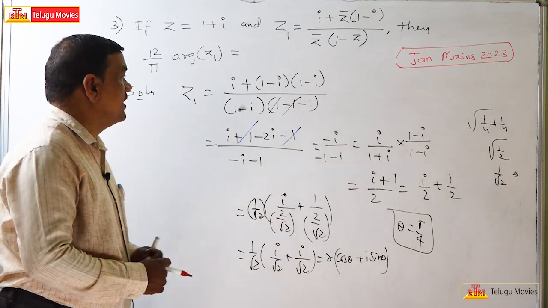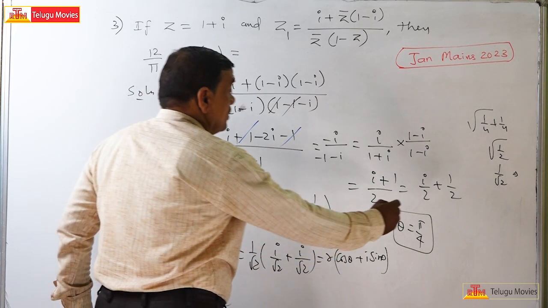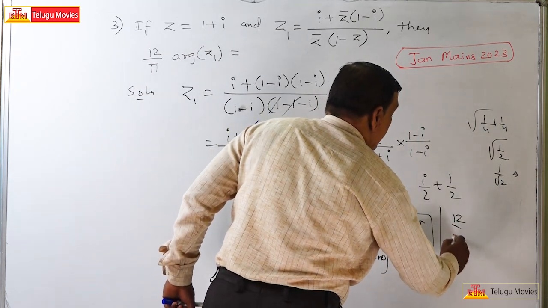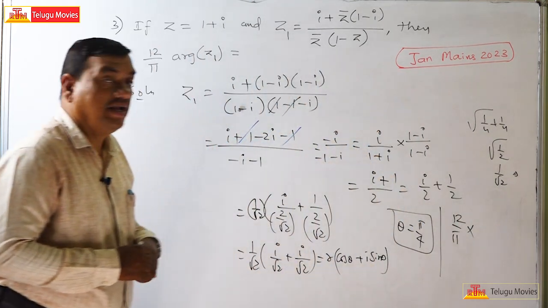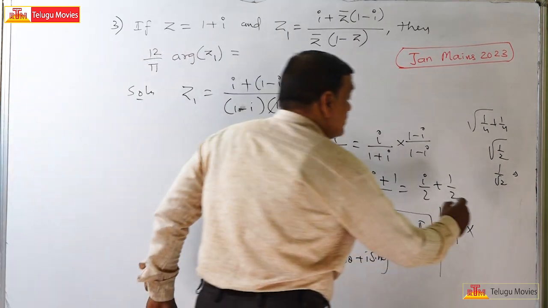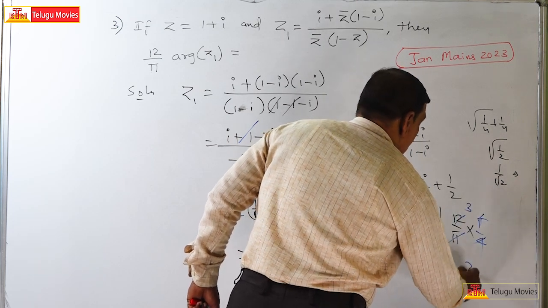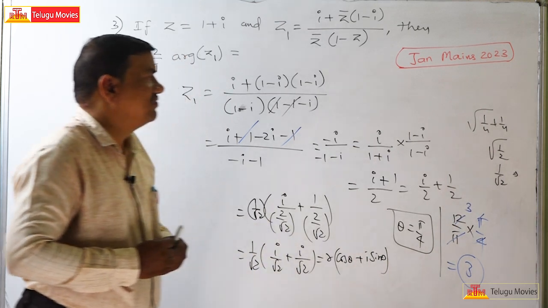Okay, now let us calculate this value. So this is clearly 12 by pi into argument of z1. Argument of z1 is equal to how much? Pi by 4. Pi cancels, 4 ones are 4, 3. So 3 is the correct answer.